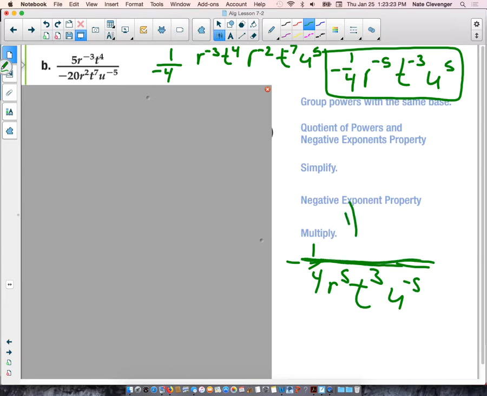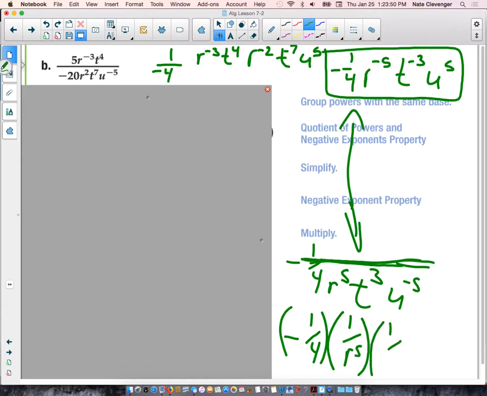Isn't this and this the same thing? You have a negative 1/4. Isn't r to the negative fifth the same thing as if it was 1 over r to the fifth? Let's break this down. Break it down to negative 1/4 times 1 over r to the fifth times 1 over t to the third times 1 over u to the negative fifth.